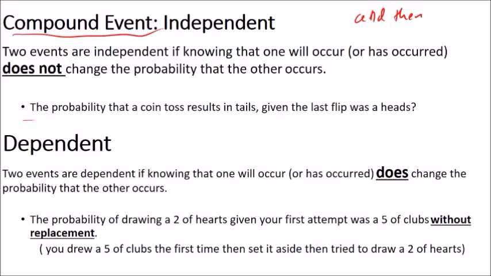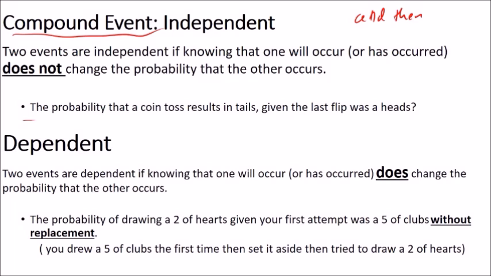Dependent, on the other hand, is two events that are dependent if knowing that one will occur or has occurred does change the probability that the other occurs. This is, for example, the probability of drawing a 2 of hearts given your first attempt was a 5 of clubs without replacement. So this is talking about drawing cards from a regular deck of playing cards. If you take one of the cards out of the deck, you have now changed the deck. By changing the deck, you have now changed the probabilities of all the remaining cards.